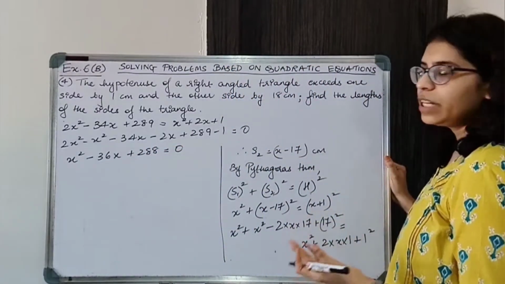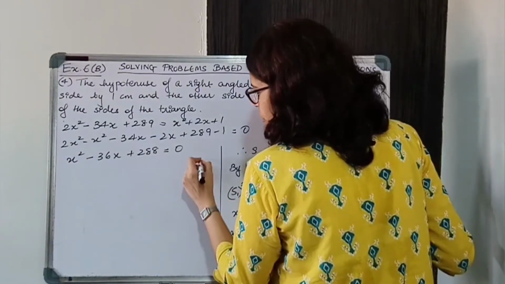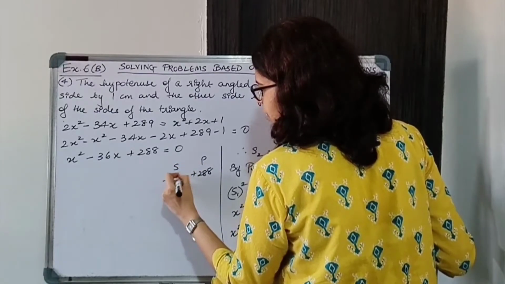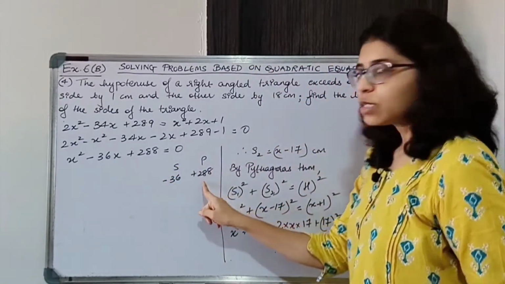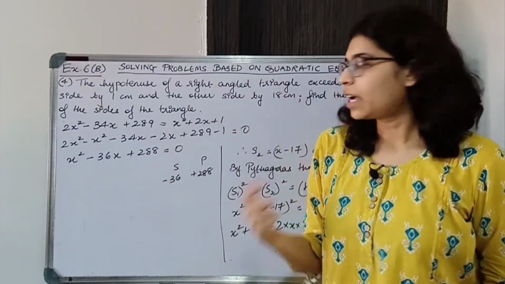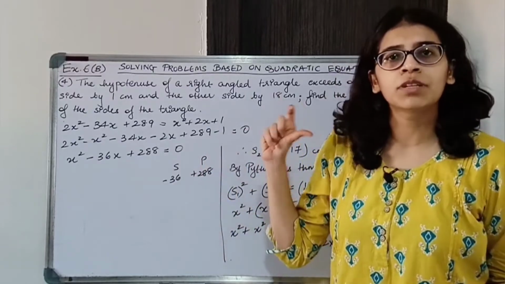Okay, so now we need to find the factors of 288. So product is plus 288, sum is minus 36. Product is positive, it means both the factors have same sign. Okay, and what is the sign? That is sum will tell you. So sum is negative, meaning both the numbers are negative.